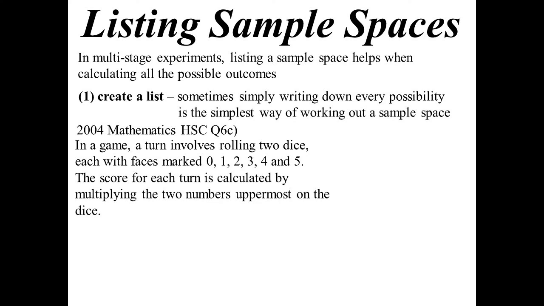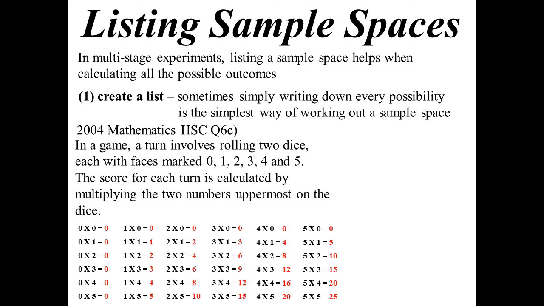The score for each turn is calculated by multiplying the 2 numbers uppermost on the dice. So, all right, start this problem by simply writing out every possibility. So I gave 0 times 0, 1 times 0, and so on. So there's 36 possibilities there. Some of them are the same as others.